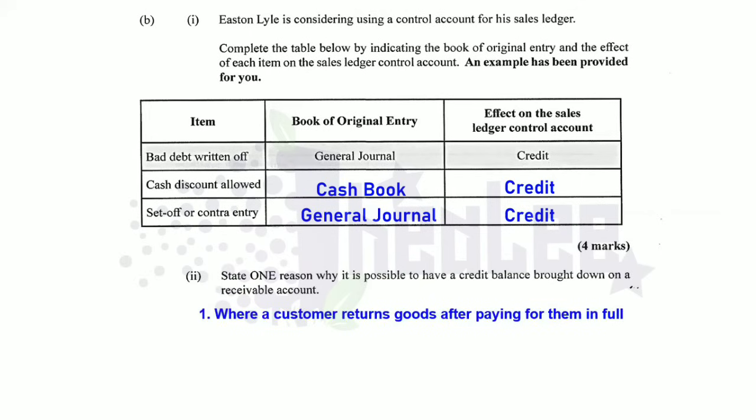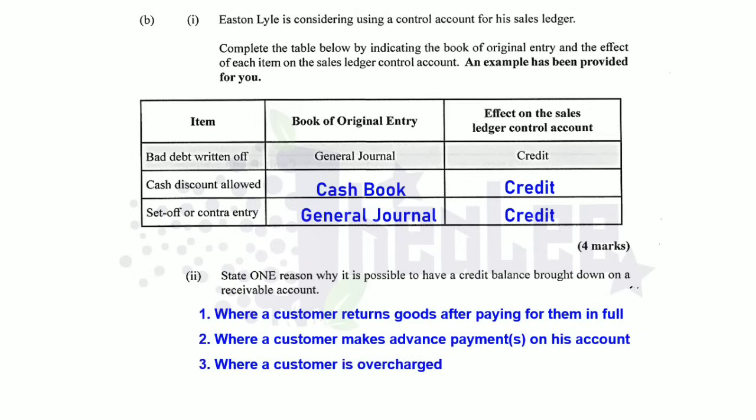The first one, where a customer returns goods after paying for them in full. Another, where a customer makes advance payment or payments on his account, meaning they would have prepaid their account, so they pay before benefiting. Another is where a customer is overcharged. See, the customer is overcharged, that's going to result in a credit balance in their account. And the final one is where a customer overpays his account in error.